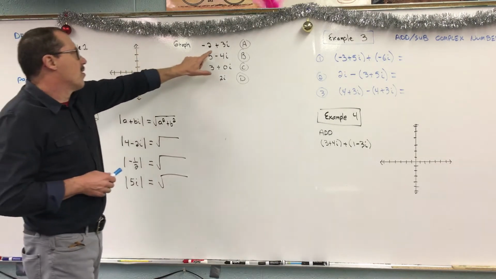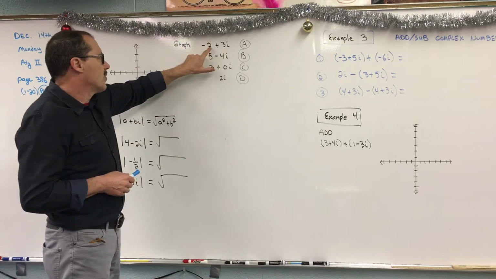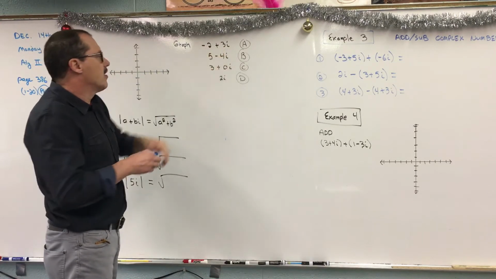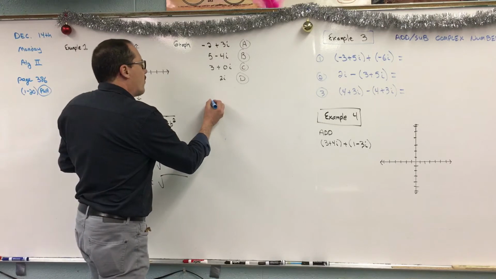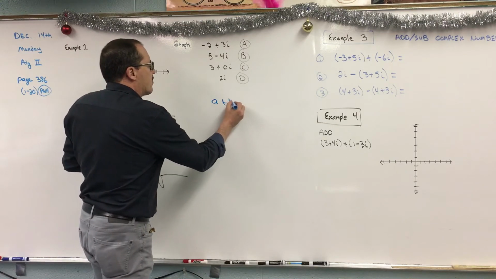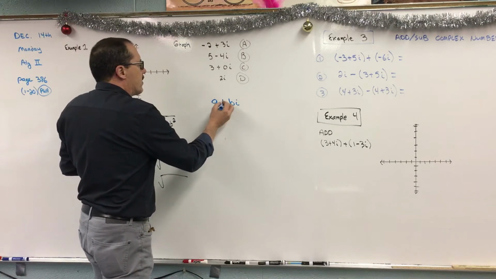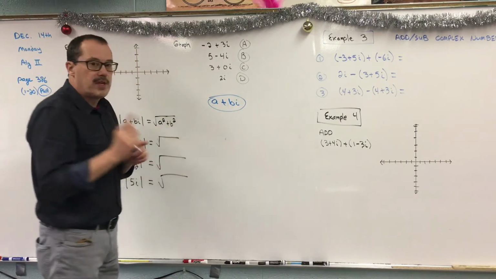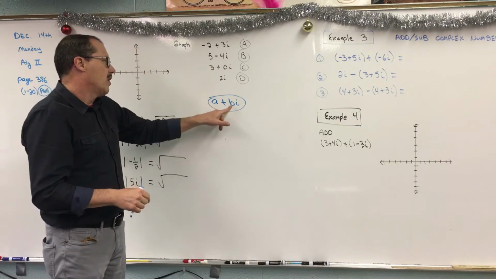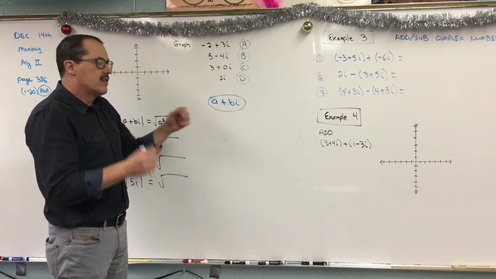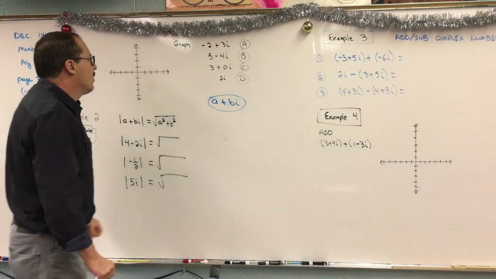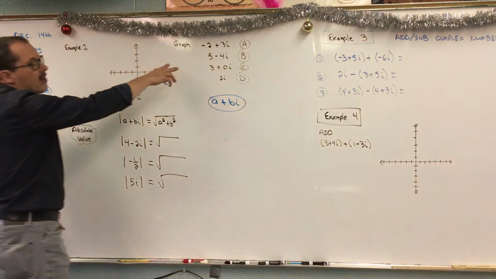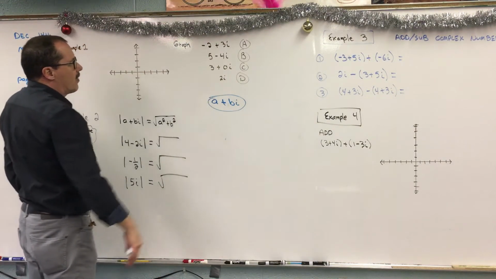A complex number is where you have a real number with an imaginary number, in the form called a plus bi. This is called a complex number because it has both a real number and an imaginary number in the same expression. Okay, so I'm going to graph these four so you can kind of see what goes on.